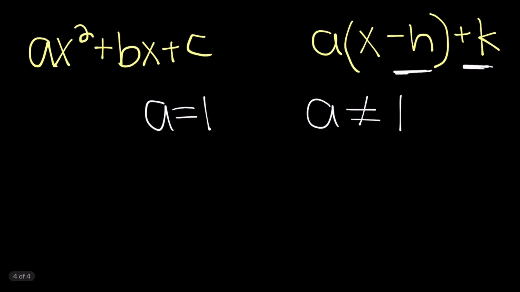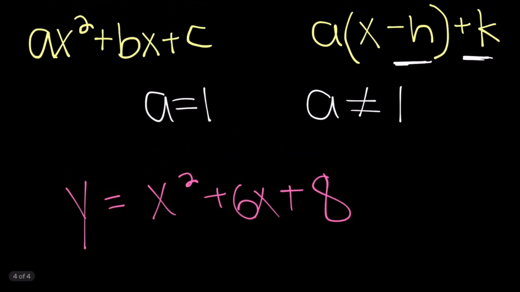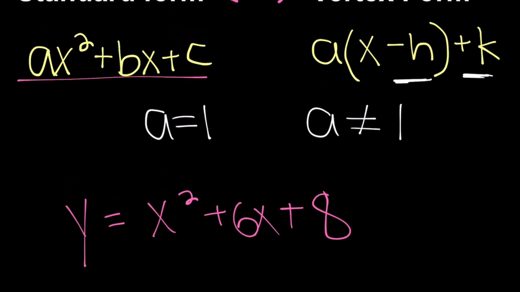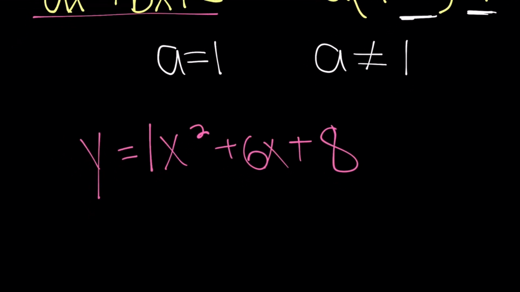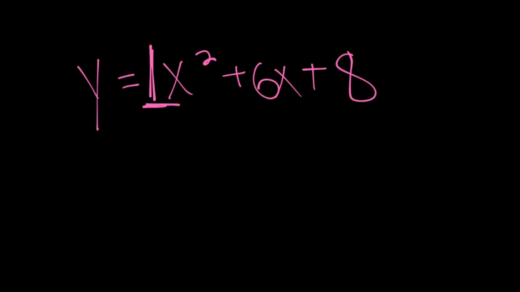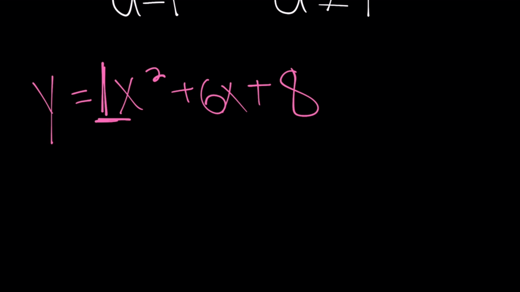So let's say we had the equation y equals x squared plus 6x plus 8. As you can see, this is in quadratic form, okay? So first we want to make sure if a equals 1. And over here, it does equal 1, okay? So since a equals 1, we don't have to take any extra steps. We can just go ahead with turning this equation into vertex form.